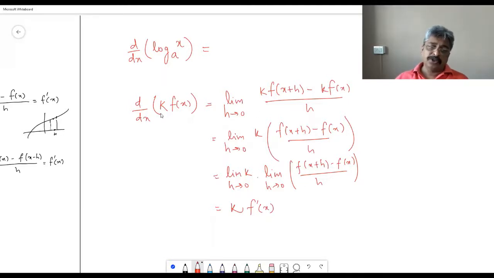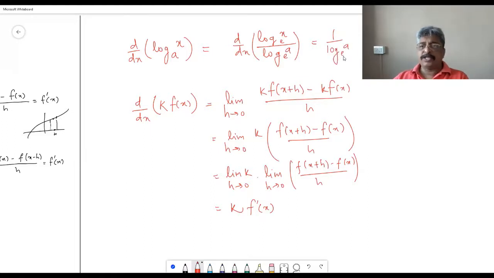So the derivative of a constant times a function is the constant times the derivative of the function. Now, d/dx of log x to the base e we know. So d/dx of log x to the base e divided by log a to the base e, that is what this function is, and this is a constant. Therefore 1 upon log a to the base e is a constant which comes out, and then the derivative of log x to the base e is 1 upon x. But it can also be remembered as 1 upon x log e to the base a.